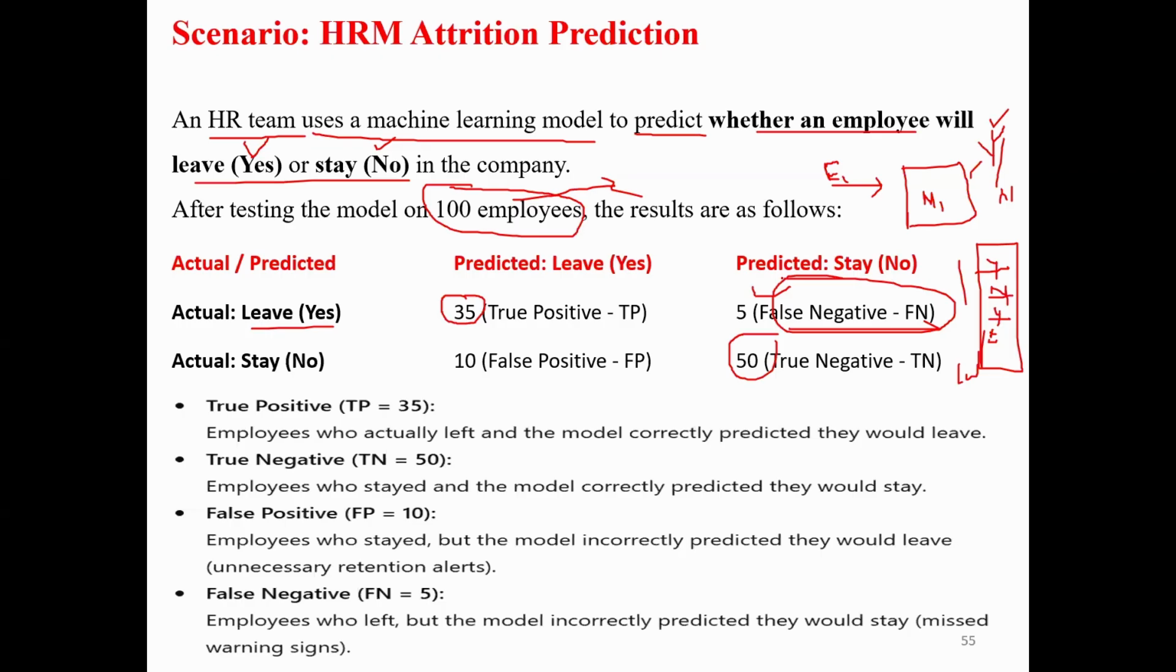He's saying that this is called the false negative, right? False negative. He's saying that employees who actually left, 5 employees actually left, but the model incorrectly predicted they would be staying. That means it is a missed warning sign. Now coming to here, in this case, the employees who actually stay, but the model predicted they may leave. That means an unnecessary retention alert will come.